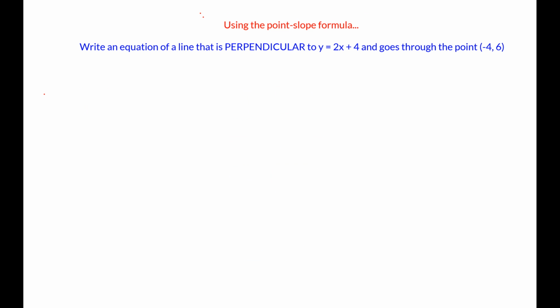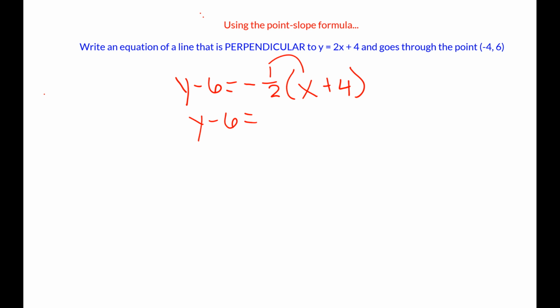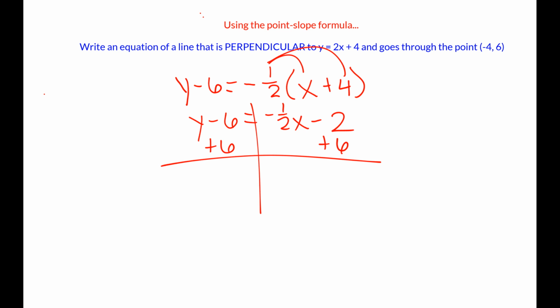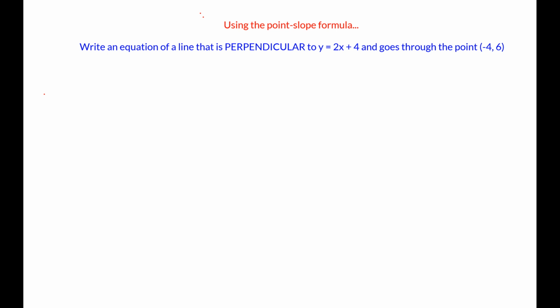Once again, you can still use the point-slope formula. If I had used that way, it would have been y minus 6 equals my perpendicular slope, the opposite sign and the reciprocal of 2, times x plus 4, because it would have been x minus a negative 4. Go through the same process. I'm going to distribute negative 1/2 times x. Negative 1/2 times positive 4 is negative 2. Then I'm going to add 6 to both sides. That gives me y equals negative 1/2x plus 4, the same answer as I got using the slope-intercept form.